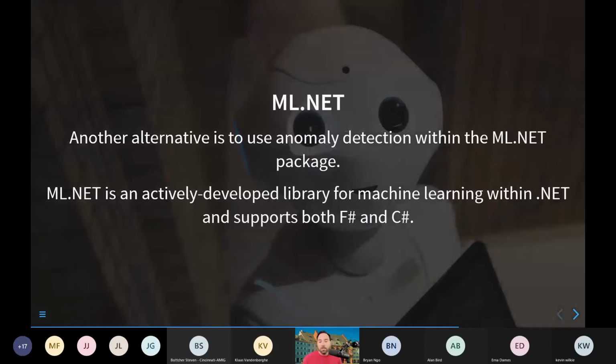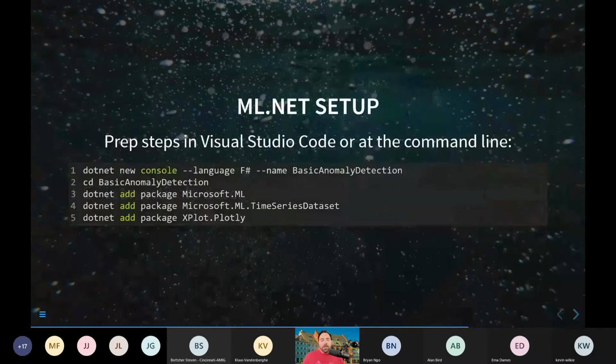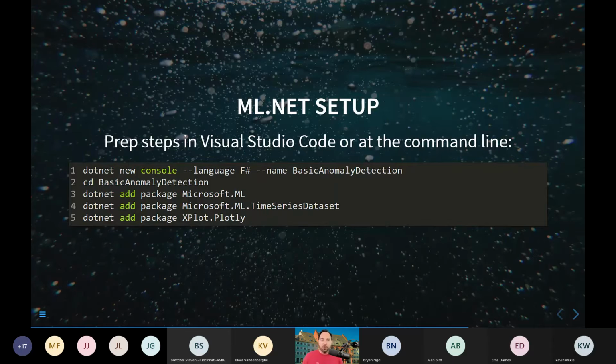Now, another alternative, I could use ML.NET. In fact, we'll use ML.NET. This is a library for machine learning in the .NET space, actively maintained by Microsoft, supports both primary languages for Microsoft's .NET platform. Sorry about that, VB folks. There are a few preparatory steps. I'm assuming that you're running this in Visual Studio Code because you don't want to pay for Visual Studio.